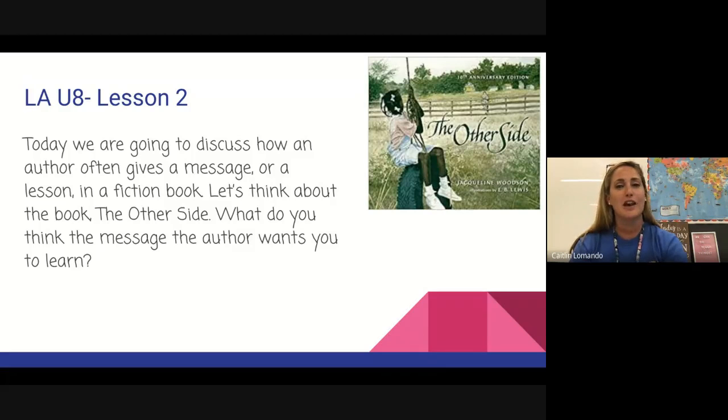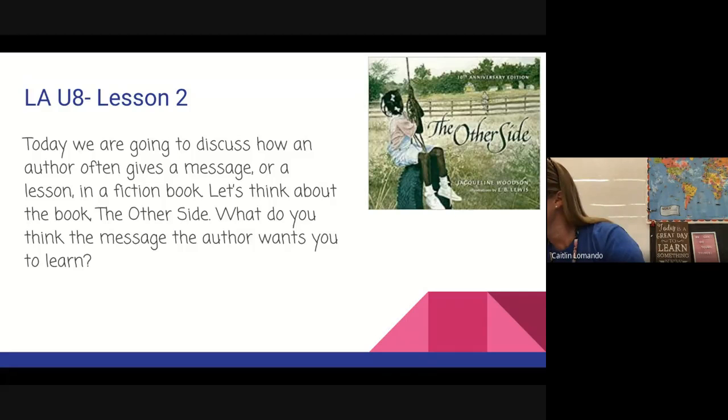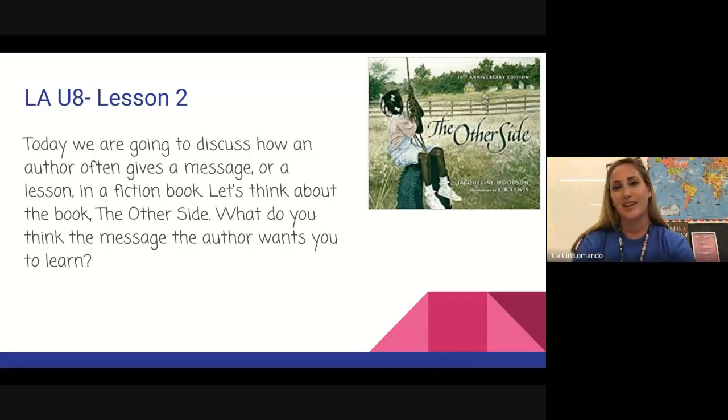Let's think about the book, The Other Side. What do you think the message the author wants you to learn is? So I'll give you a minute to think. Now, when I think about this book, I think about a couple different things. I think about how you shouldn't be afraid to be friends with someone, even if they're very, very different than you. Maybe in appearance, or what they believe in, or how they live. Never be afraid to make friends with someone who's different than you.